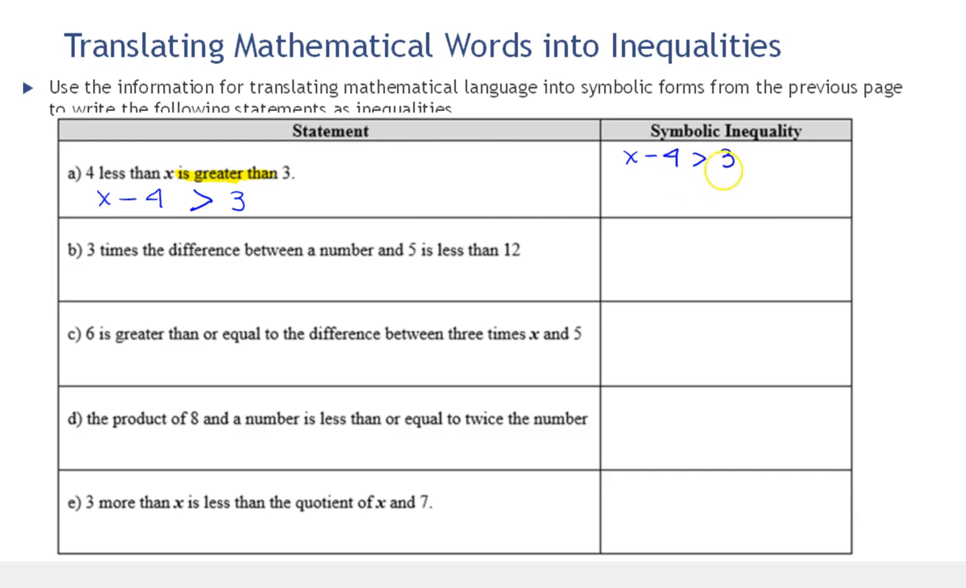Now I want to draw your attention to something. We're actually going to write 2 symbolic inequalities for all of these. This is the direct translation of this phrase, but I want you to be aware that there is an equivalent phrase that we can write with a less than symbol. Now, inequalities, unlike equations, I can't just change the symbol to a less than symbol and move everything down.